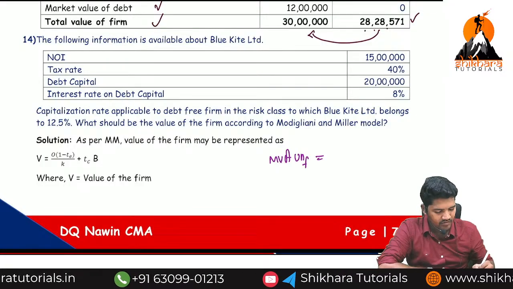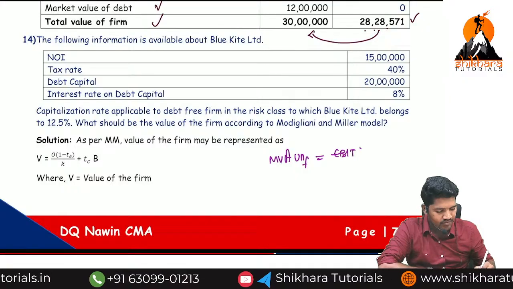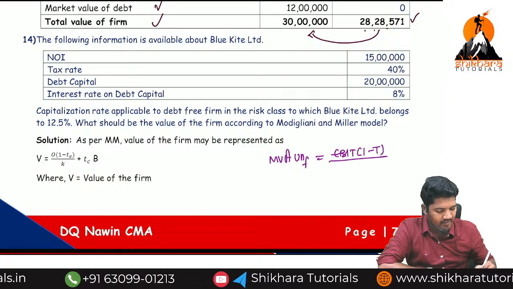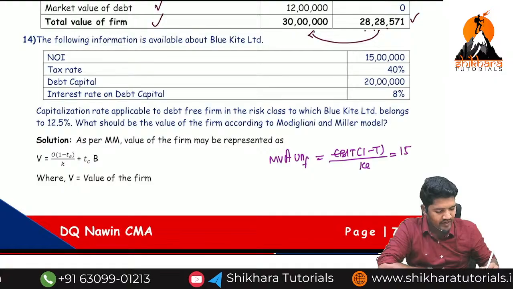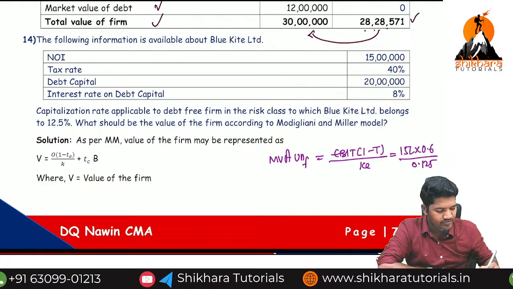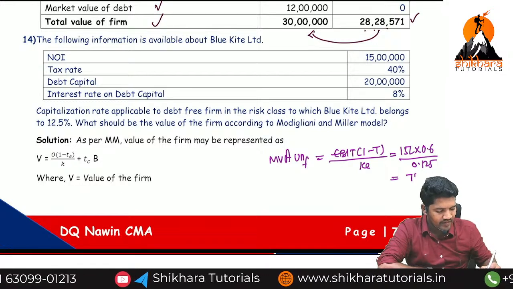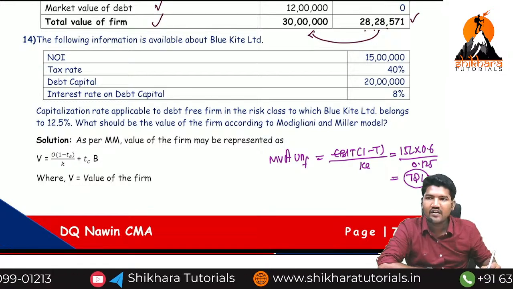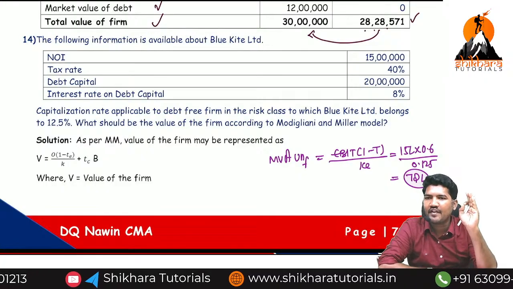How much more? EBIT (1 minus tax) divided by KE. 15 lakhs into 0.6 divided by 0.125. How much? 72 lakhs. This is called only 100% equity firm value.